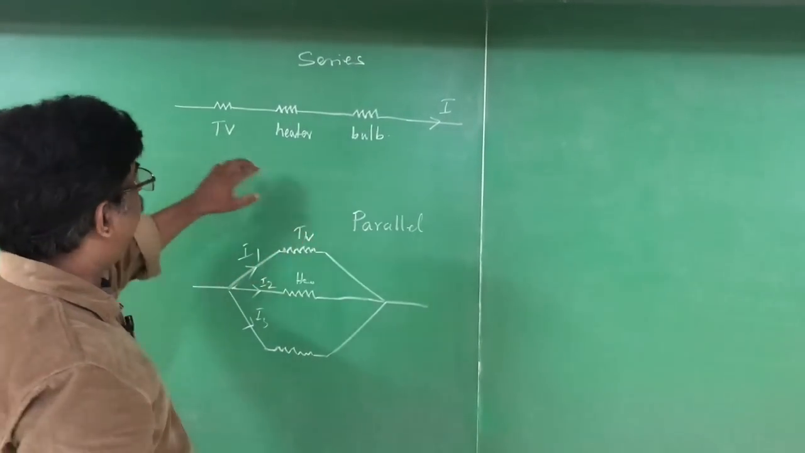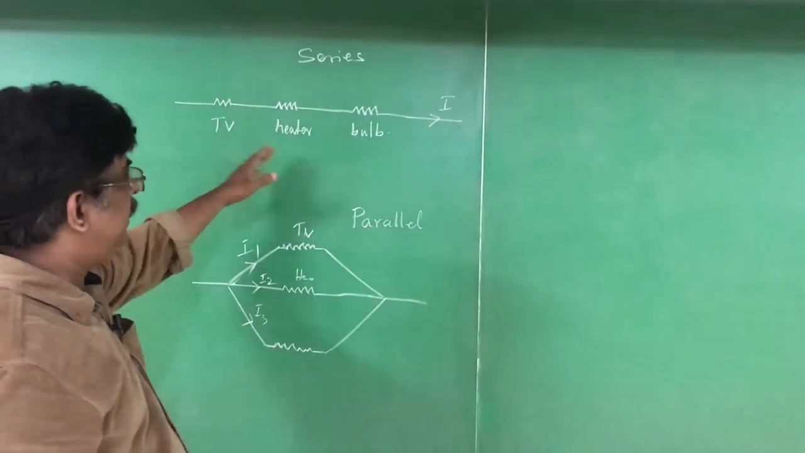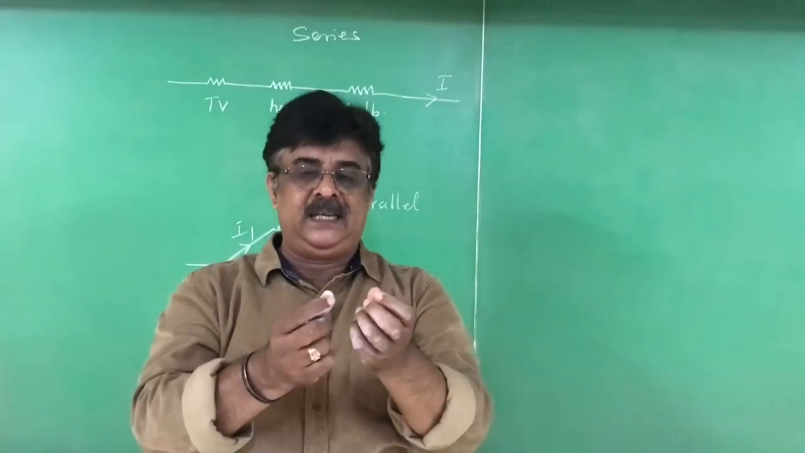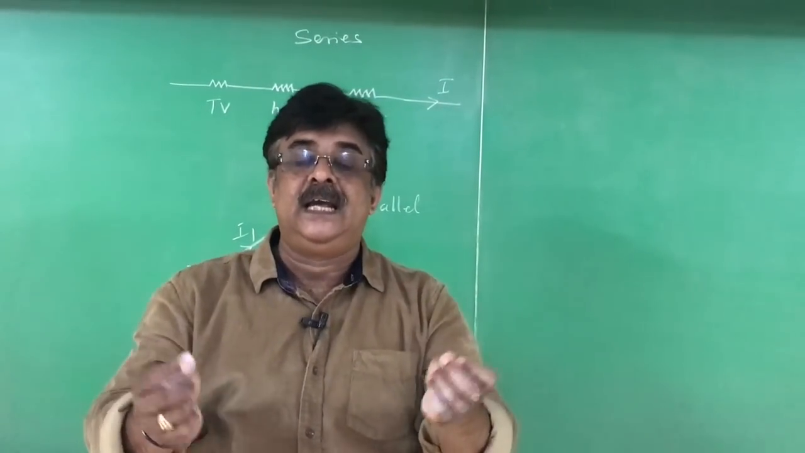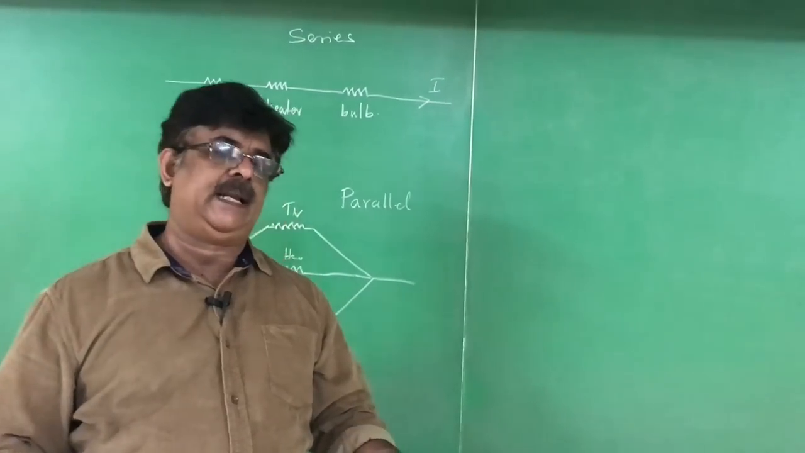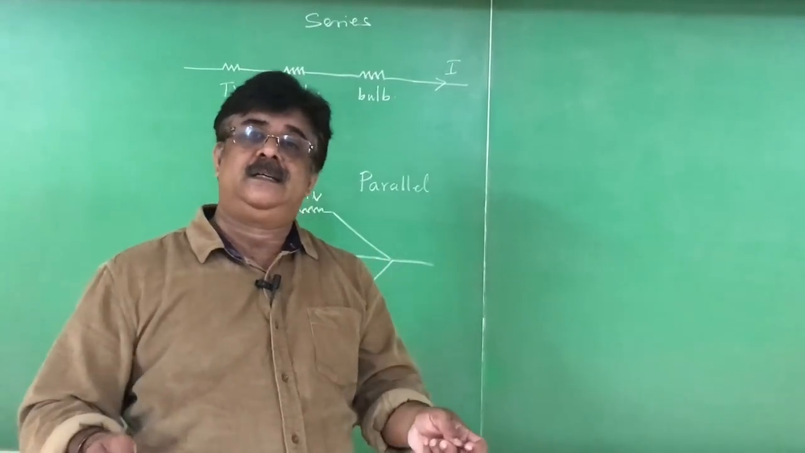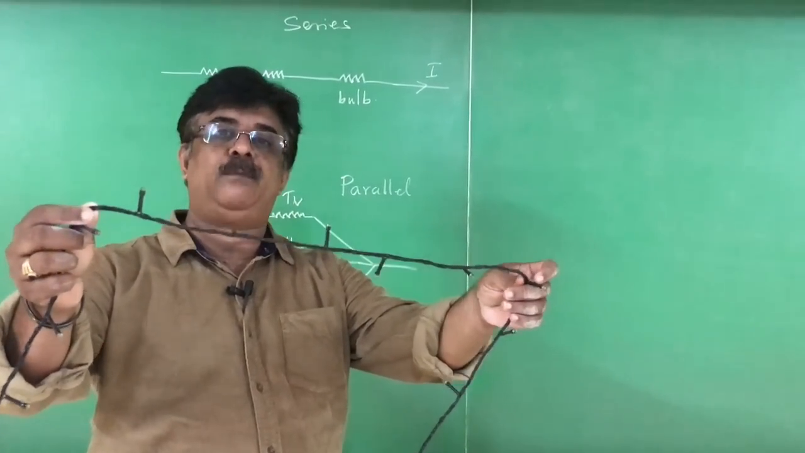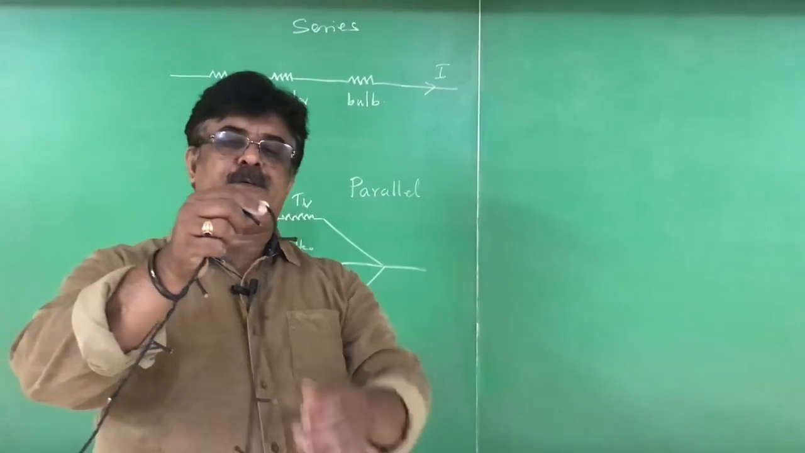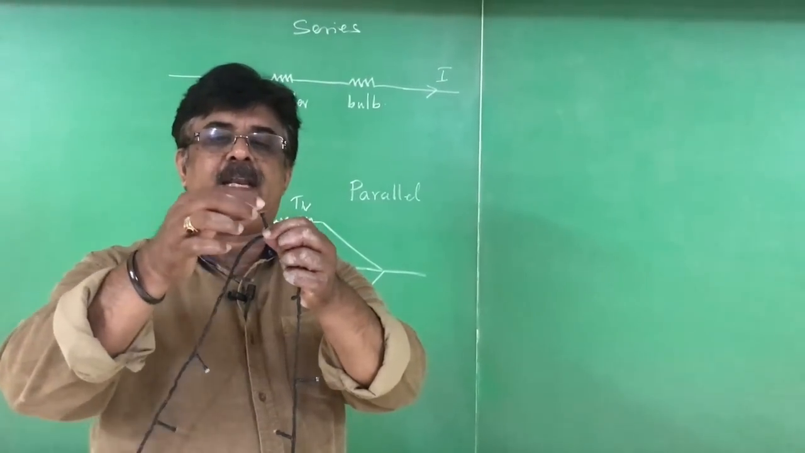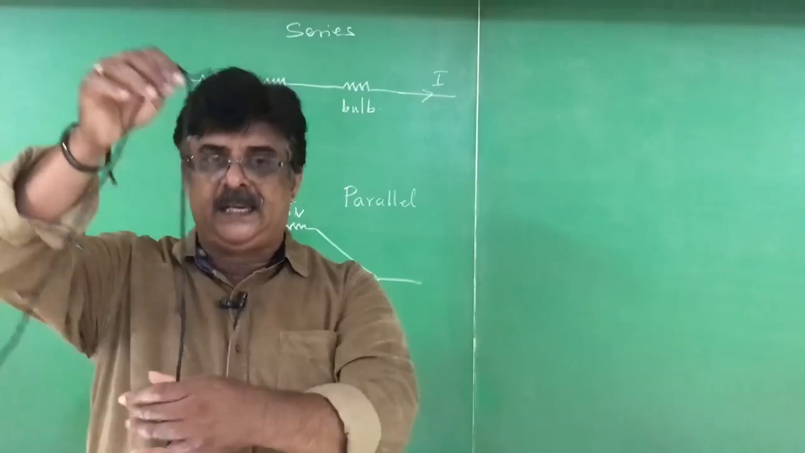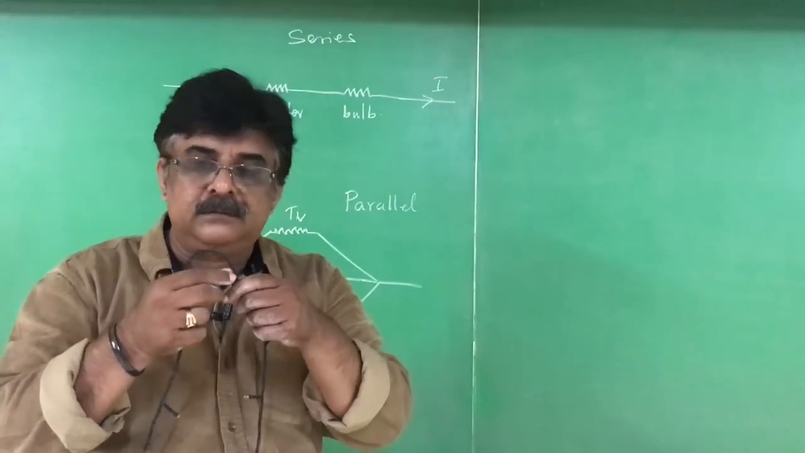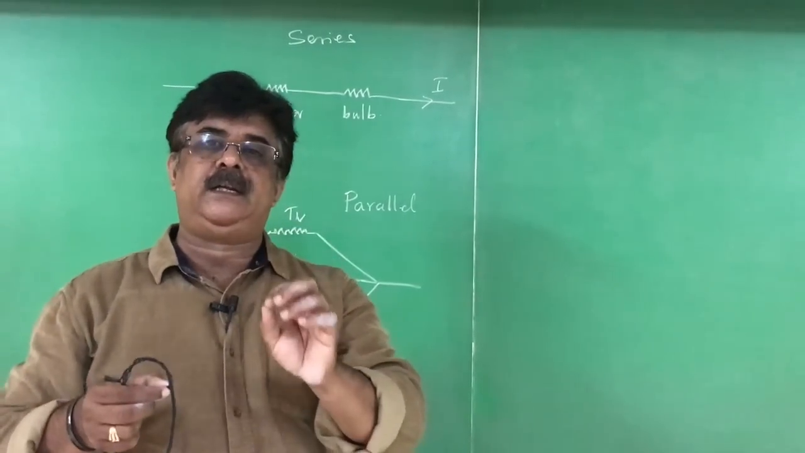Then where can we find the series connection? We can see it in serial sets. In the decorative bulbs, the bulbs are connected in series. Gadgets cannot be connected in series, right? But where do we use this? The series connection is used in serial sets, like these decorative bulbs. Here there is another disadvantage. Suppose any one bulb goes, the whole serial set goes. Therefore, the electrician has to sit and check which bulb is gone. That is the major disadvantage of series connection.